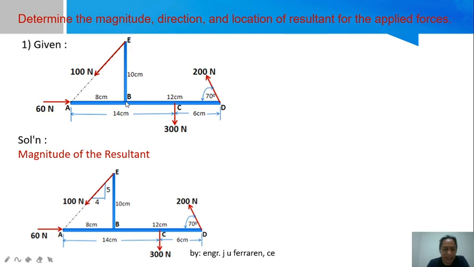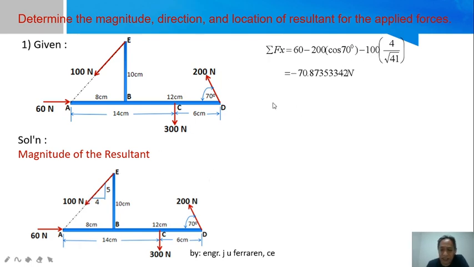If I take the summation of forces along X, 60 is exactly acting horizontally to the right, that is why it is plus. If I have 200 here, it is directed to the left, so the horizontal component is also acting to the left. That is why it's negative. It is adjacent to 70 degrees, so I can have the cosine of 70 multiplied by the magnitude of my force here. Then another force is 100.